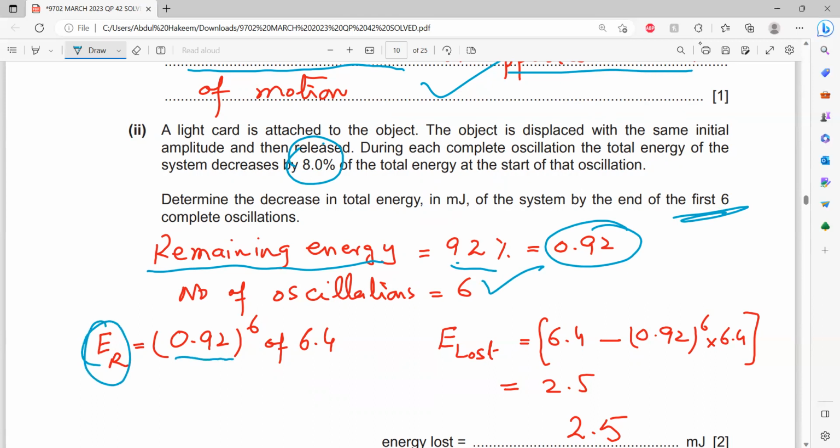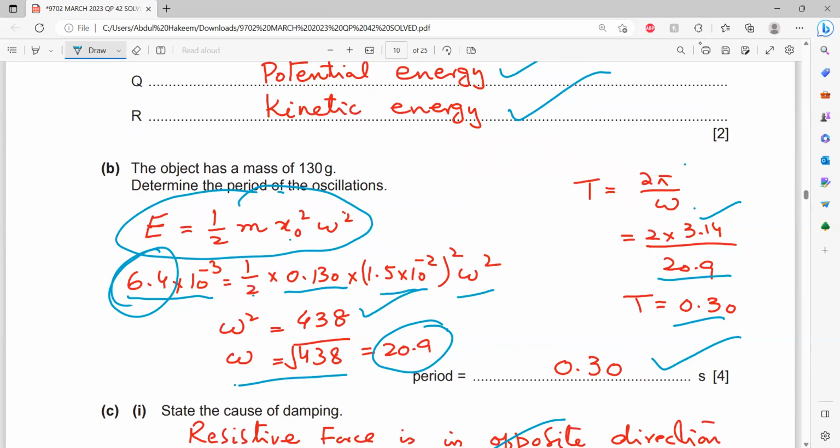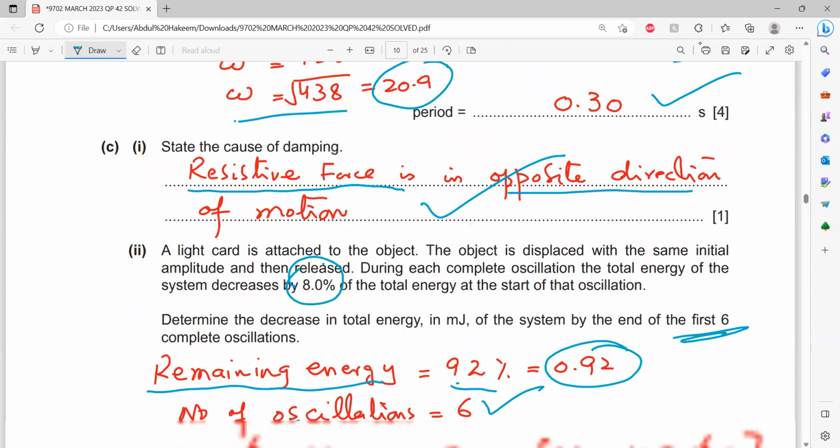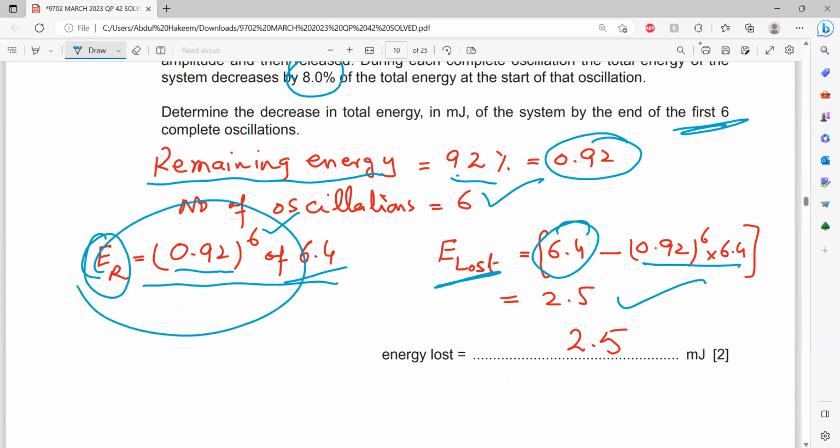6 times means we have to multiply 0.92 6 times, so its power becomes 6, times 6.4, which is the initial energy. So we will get the energy remaining. So the loss energy will be the initial minus remaining, which is coming 2.5 millijoules. So first you have to calculate the remaining energy, and then you have to subtract it from the initial, then you will get the loss of energy.